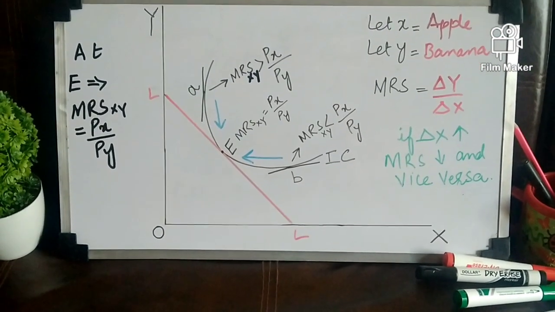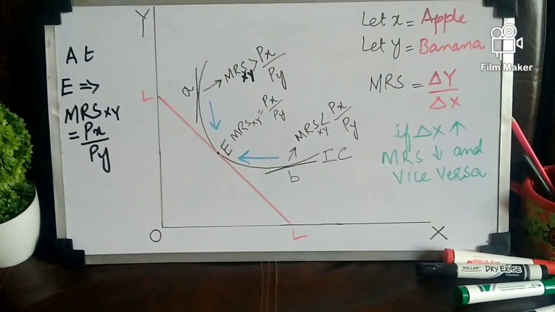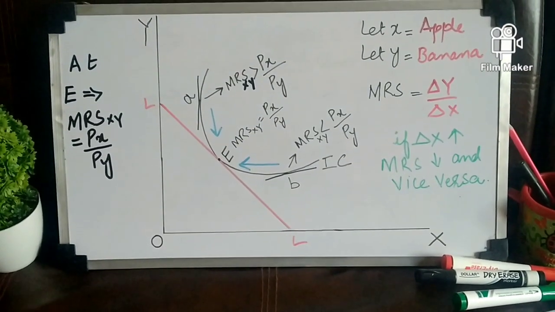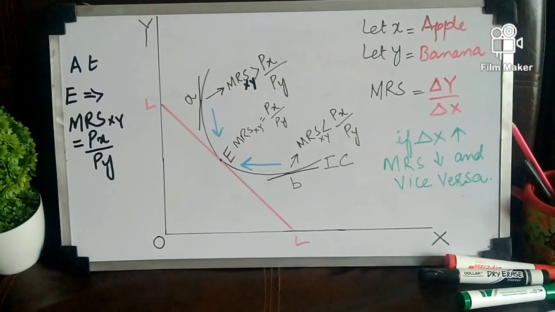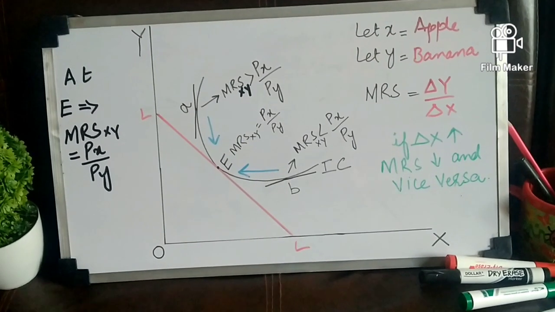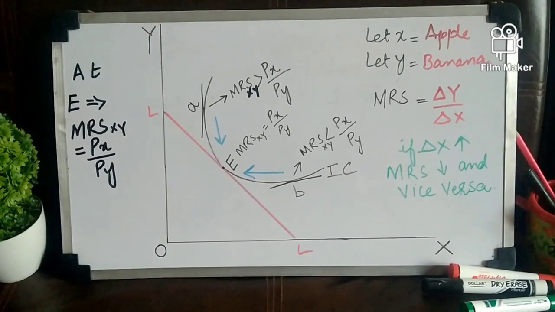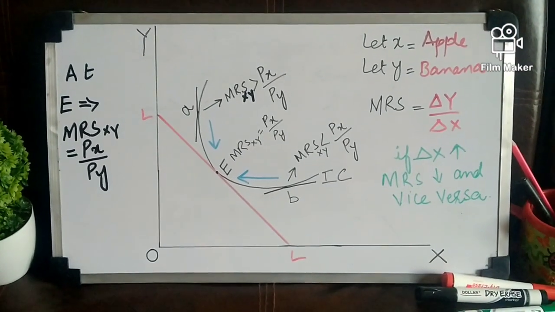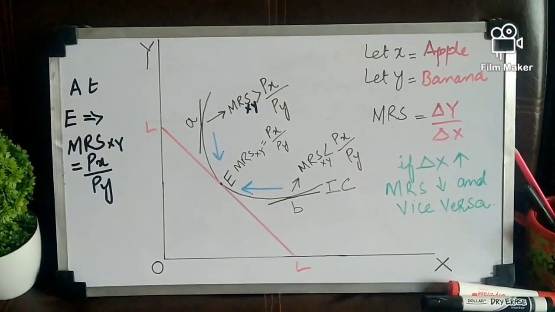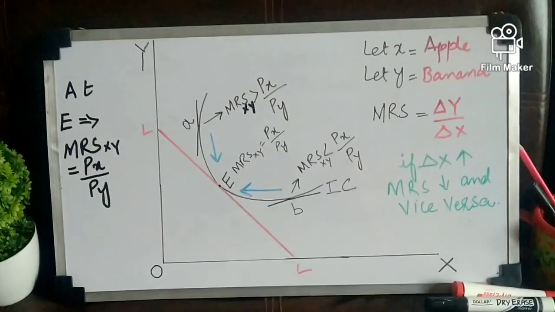The consumer will be in equilibrium where the indifference curve is tangent to the budget line, which is the necessary condition for the consumer's equilibrium. The consumer's equilibrium will take place at the point where the slope of the indifference curve is equal to the slope of the budget line. As all of you know, the slope of the indifference curve is the marginal rate of substitution, equal to delta y over delta x, and the slope of the budget line is price of x over price of y. Now let's focus on the figure.